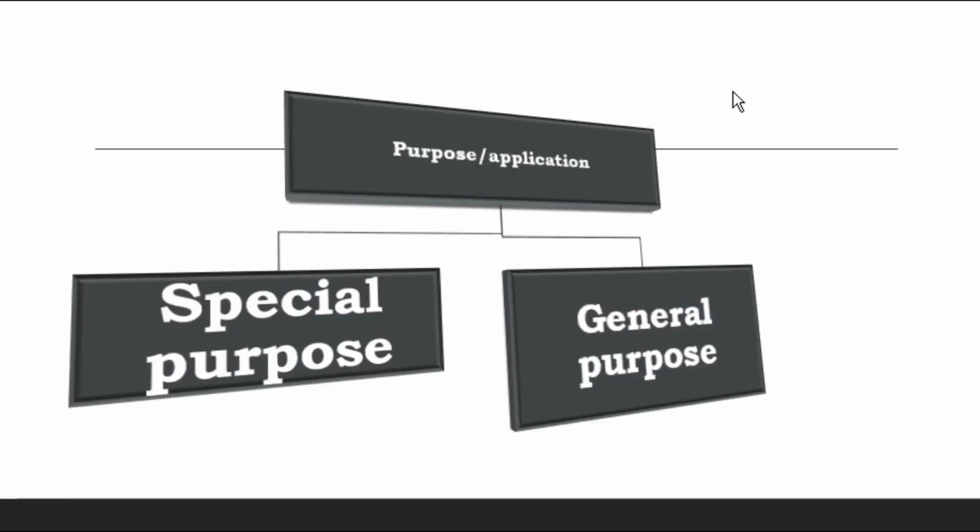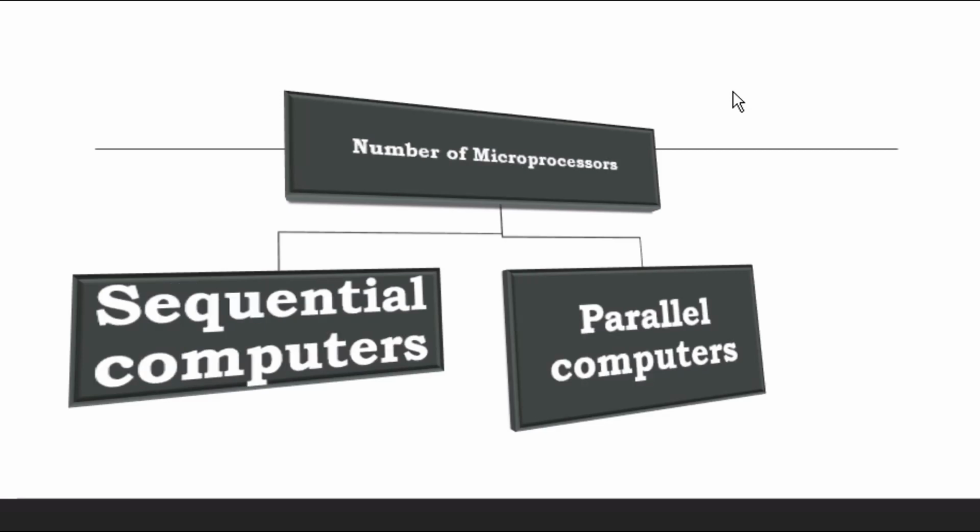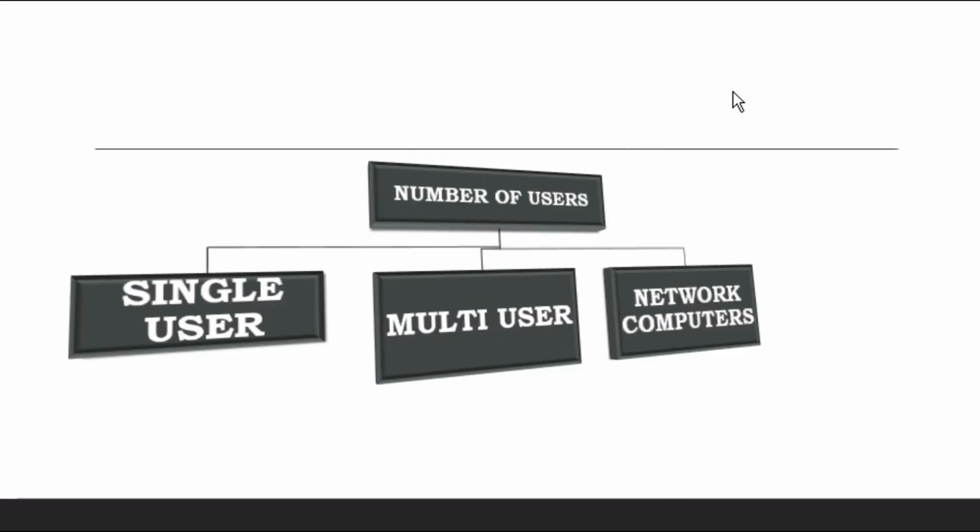In the third classification, we will talk about the classification according to purpose or application. Here we'll have to talk about the special purpose computers and the general purpose computers. On the fourth classification, we'll have classification according to the number of microprocessors. Here we'll talk about the sequential and the parallel computers.